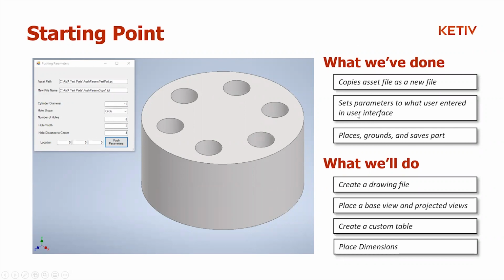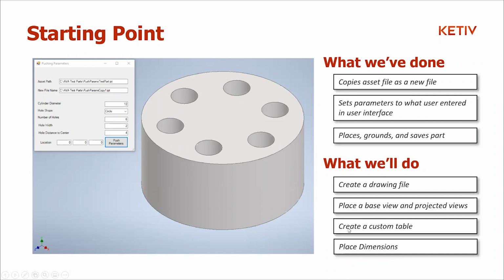So, I mean, that's kind of what we've done. And now we're going to go forward on that. So what we're going to do today is we're going to create a drawing file. Now, in order to do that, there are a couple extra steps like making a button, but that's the first thing. After that, we're going to place a base view and 2 projected views. Okay. So I think it's an ISO and like a top or front view.